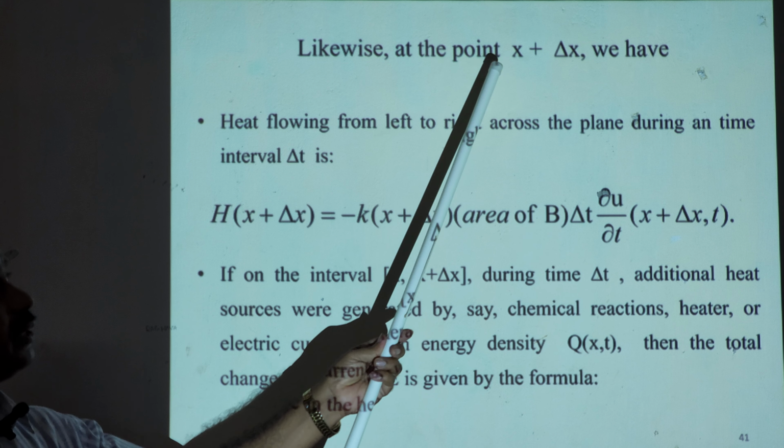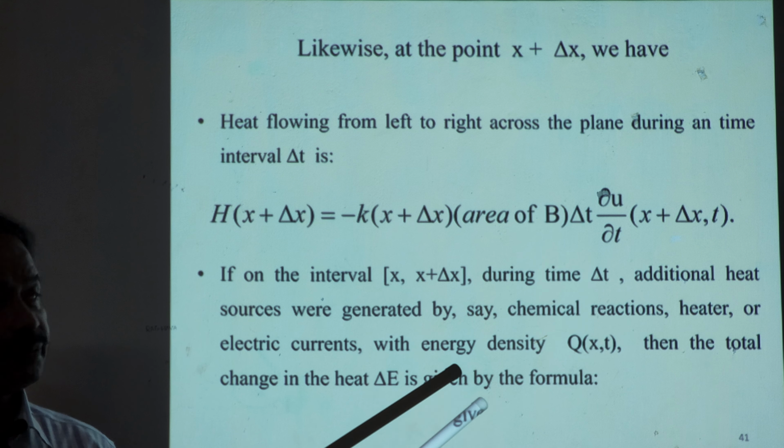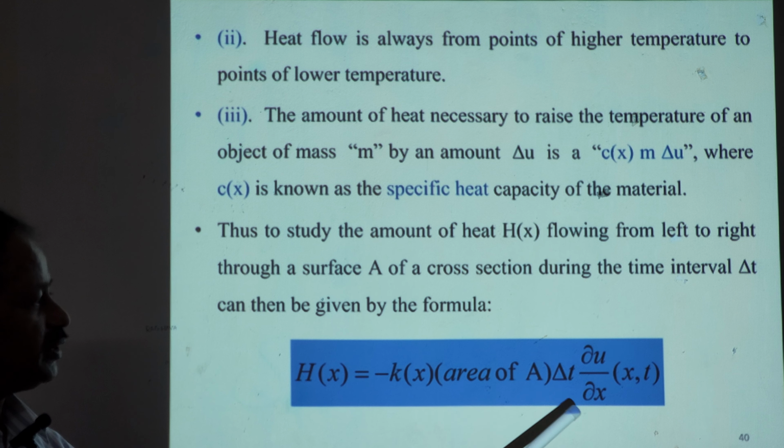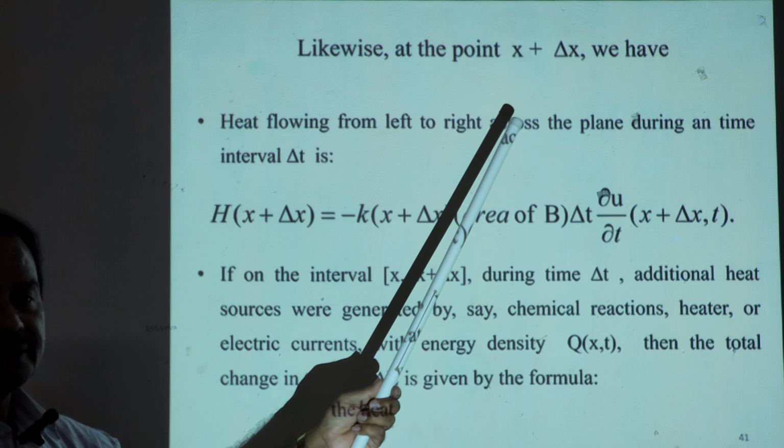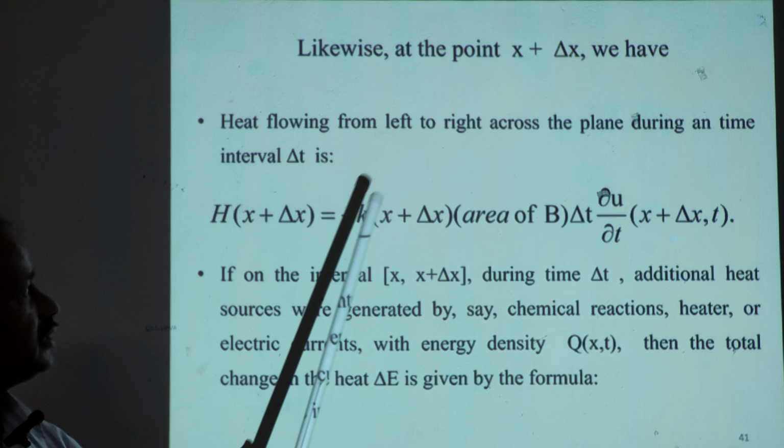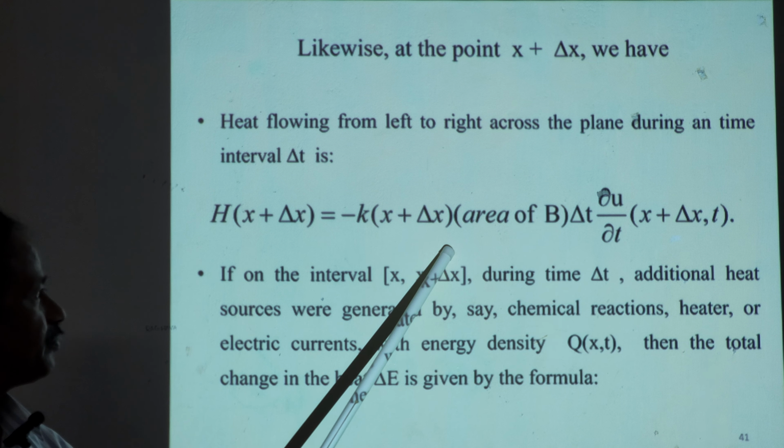Similarly, we can have x plus del x. This is your x. So similarly, we can derive the formula for x plus del x. That formula goes like this.